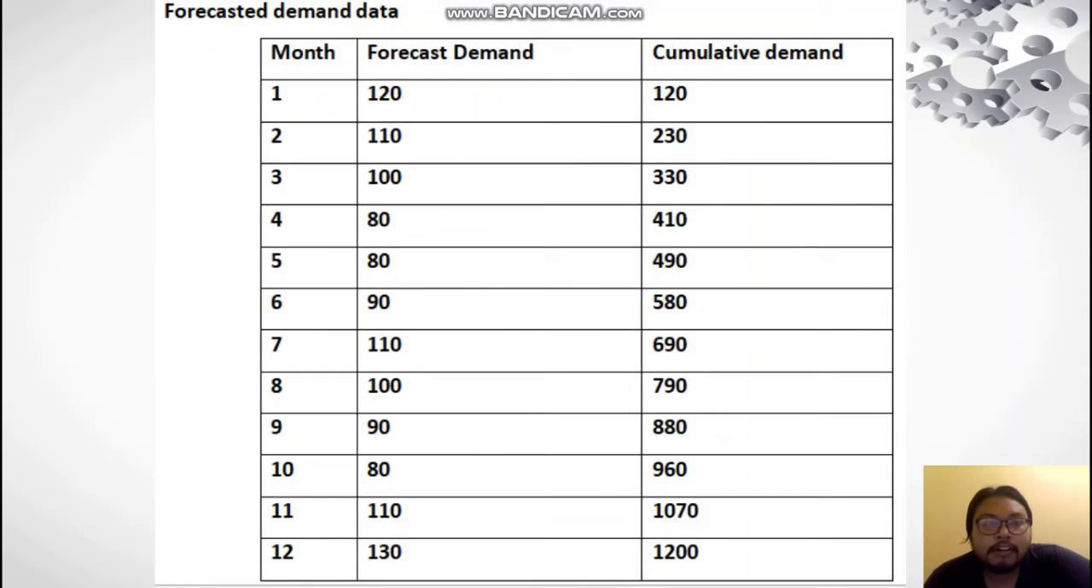So this is the forecast demand data. As you can see, the high demand is in the early, middle, and end of the year. This is because people tend to buy new technologies and items during those times of the year.